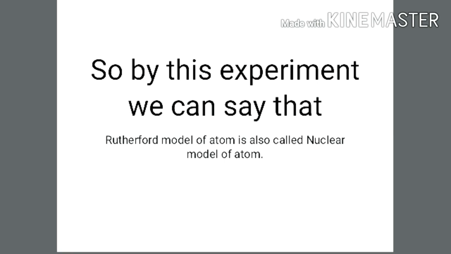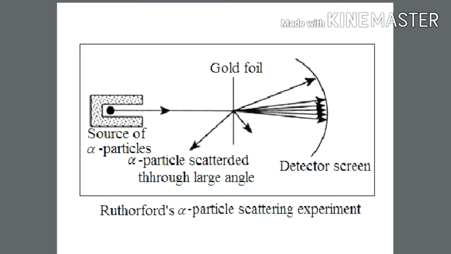So here's an important point: it was expected that alpha particles would be deflected by the subatomic particles in the gold atoms. Since the alpha particles were much heavier than the protons, he did not expect to see large deflections, but the alpha particle scattering experiment gave totally unexpected results. So we can say that Rutherford's model of an atom is also known as the nuclear model of the atom. So here you can see a diagram where there is a source of alpha particles striking a gold foil.